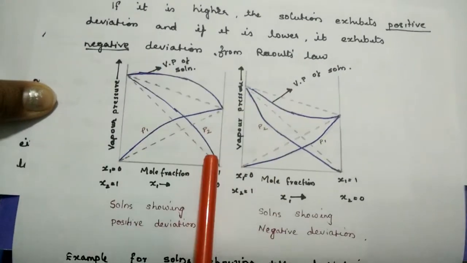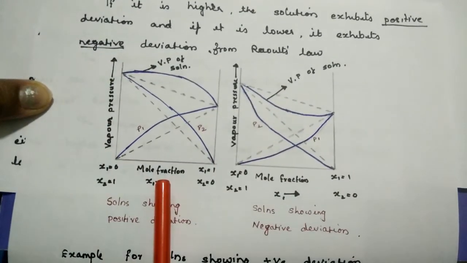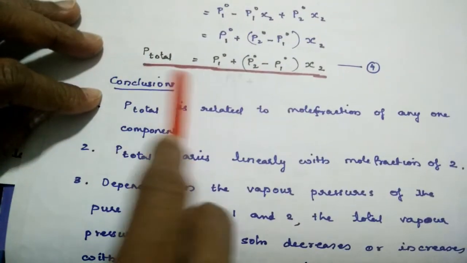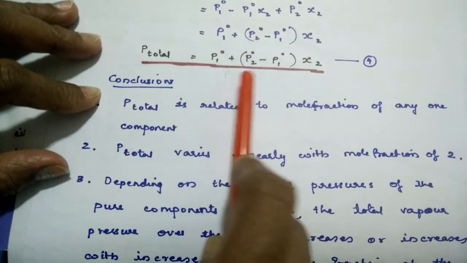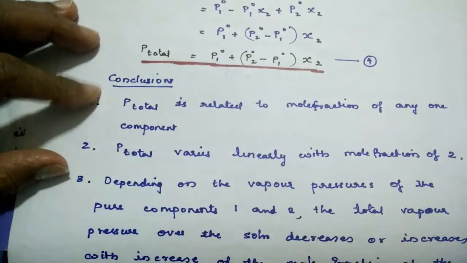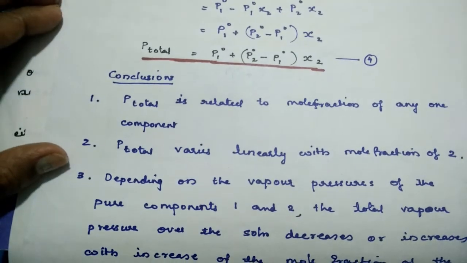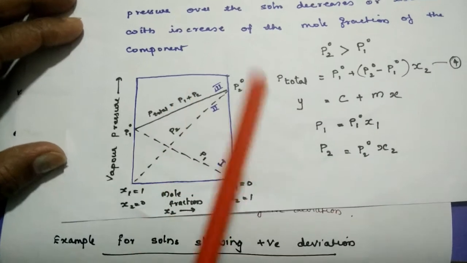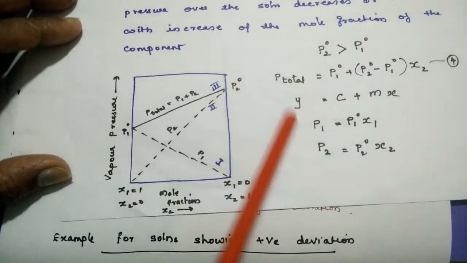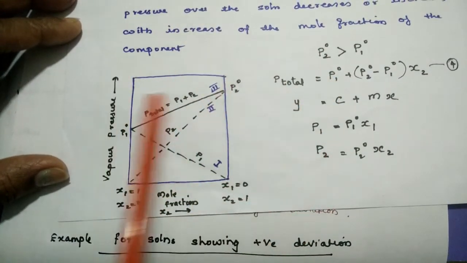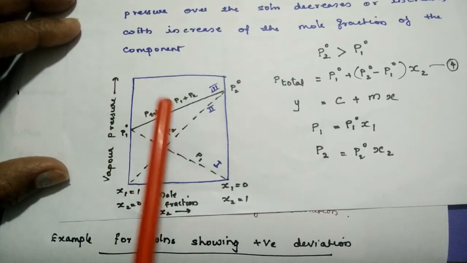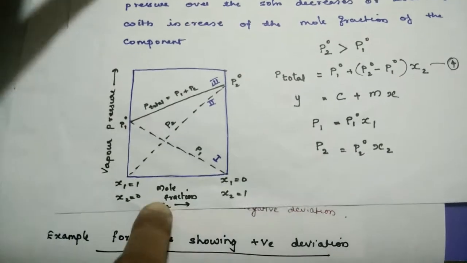We can plot a graph between vapor pressure and mole fraction. We have already drawn that line with the equation, I will show you that. With the equation P total is equal to P1 0 plus P2 0 minus P1 0 into X2. And we have already plotted a graph like this. Using these three equations, we have plotted this graph for an ideal solution only, that means which obeys Raoult's law.